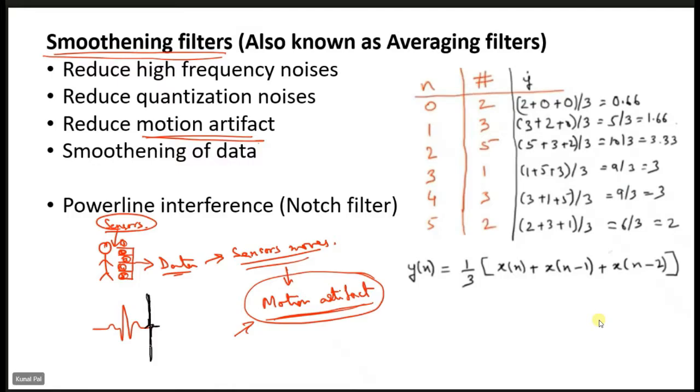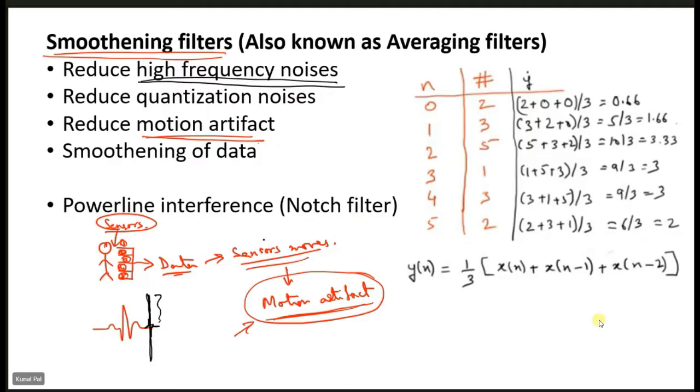Okay, so it is also a kind of high frequency noise, but it is having a very large amplitude. Okay, so motion artifact may be usually identified due to its high amplitude as compared to the other high frequency noises which are coming into the signal due to some other reasons. Okay.